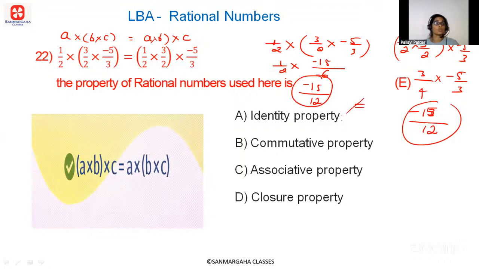So A into B into C, here A into B into C. This property states that when you multiply three or more numbers, the way in which the numbers are grouped does not change the final product. So the property of rational numbers used here is associative property. So C is the correct option. Thank you.